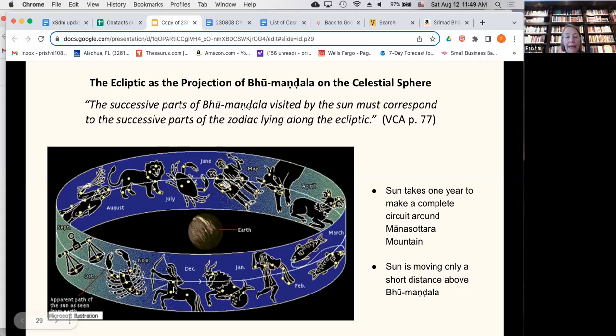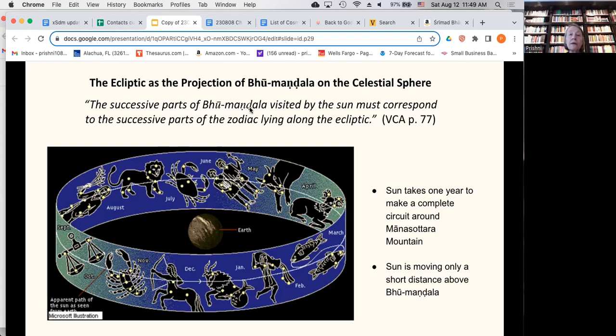And then all your planets, which stay close to the sun by their nature, are always going to be found along this zodiac somewhere, and that's what astrology is. Where is that planet at a certain time in a certain place? It's a geocentric view. Here's your Earth right in the center.